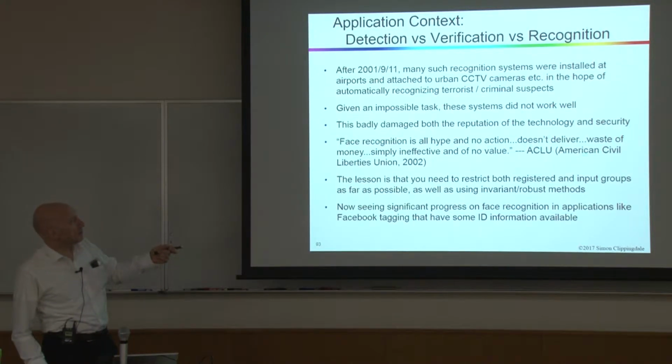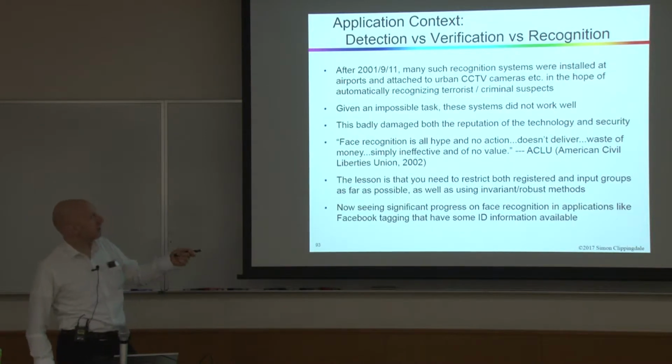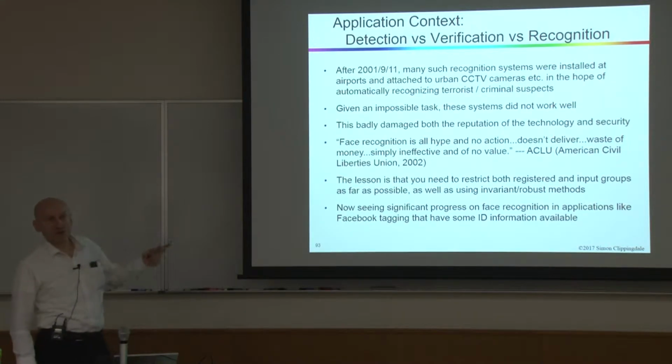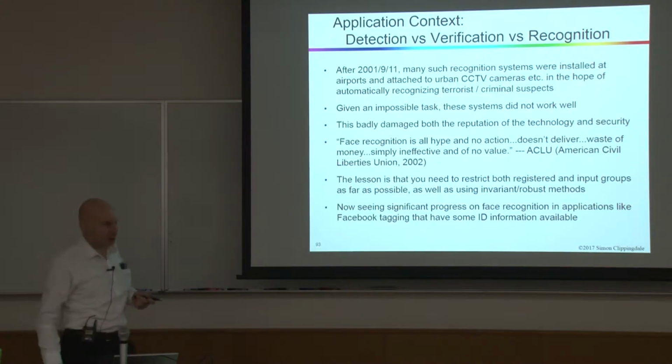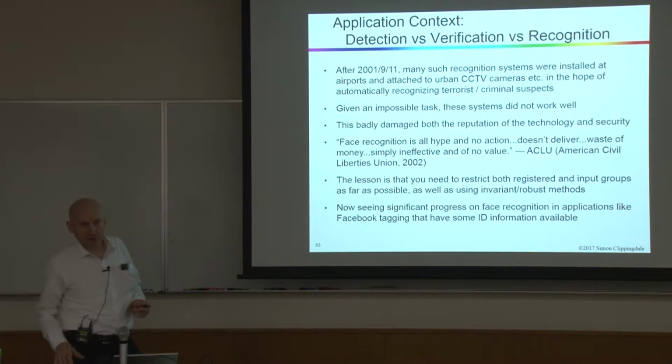And the ACLU, the American Civil Liberties Union, said face recognition is all hype, no action, doesn't deliver, waste of money, simply ineffective and of no value. Which was true then. It's not so true now, but it was true then. But the important thing is that you need to restrict both the number of people in your database and the number of people appearing in the input that you're trying to match against the database in order to get these things to work reliably, as well as using invariant and robust methods so the system's not affected by lighting and face pose and so on.